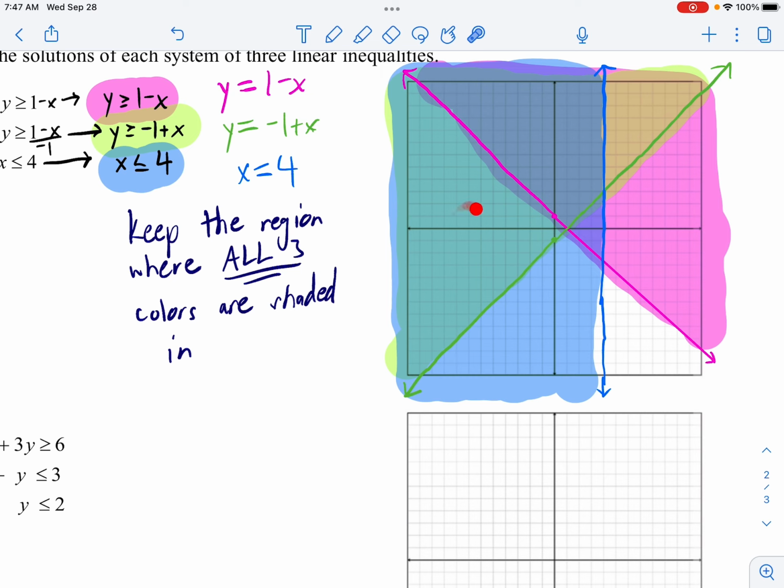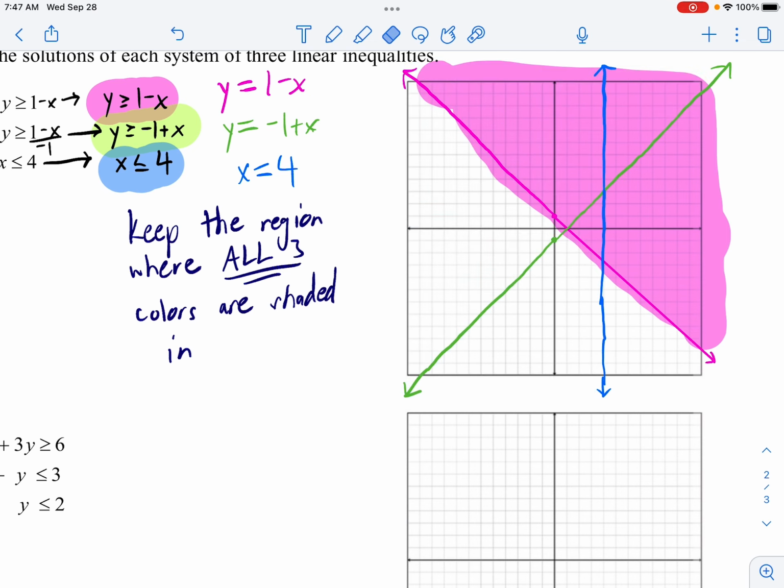This has just blue and green, so we're not going to keep this region. It needs to have all 3 colors. This has pink and blue and green, so we're going to keep this region right here that my pointer is going crazy in, okay? We're going to keep this region, okay? So let's erase all of our shading, okay? And then shade that region back in, okay? There we go. There's our solution.